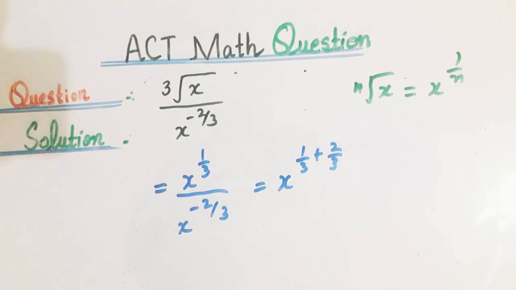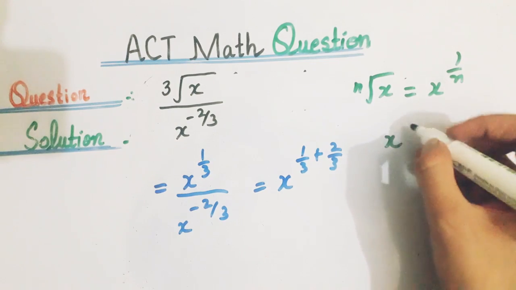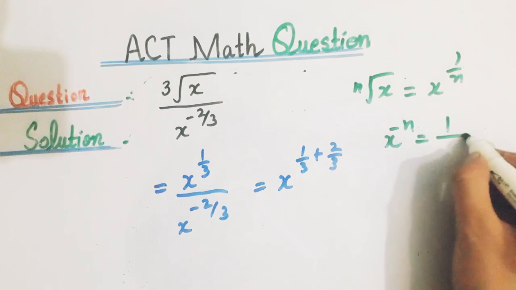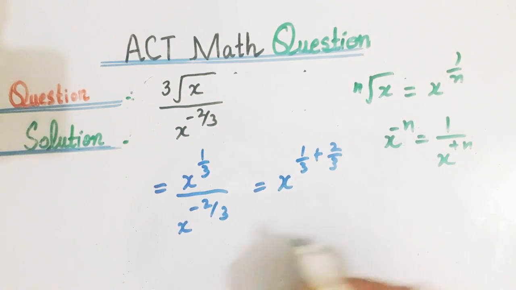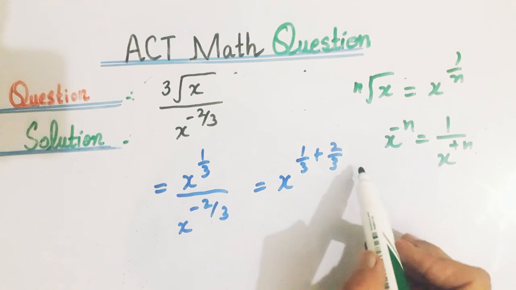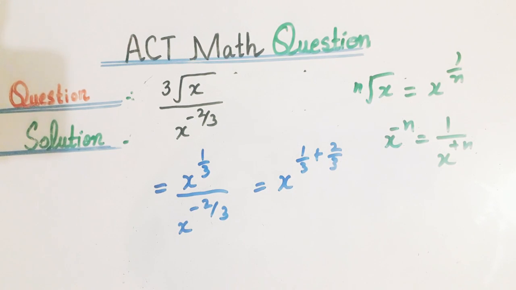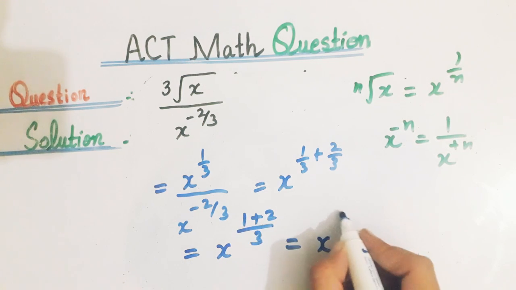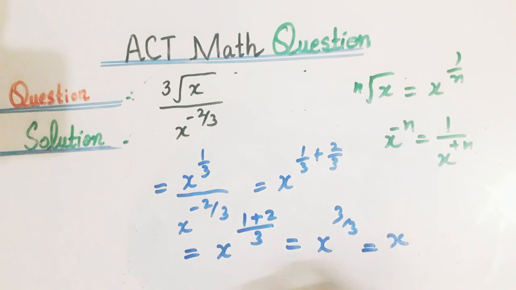Because we know this formula that x raised to power minus n will be equal to 1 over x raised to power n. Here we have negative in the denominator and when we solve this it will become positive. Now by taking the LCM of this we will get x raised to power (1 plus 2) by 3, which is x raised to power 3 by 3, which means x. So this will be the answer.